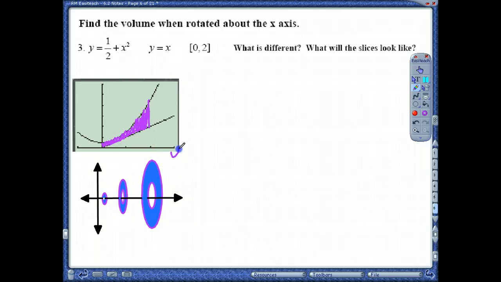So when I rotate this about the x-axis, notice this doesn't sit on the x-axis. So that means I'm going to have a hole here. So this isn't going to be a solid piece like the last two examples. This is going to be a hollow piece. So it's going to look like a vase. So notice my little circles here. There's an open area in here. So this is going to go directly like this.